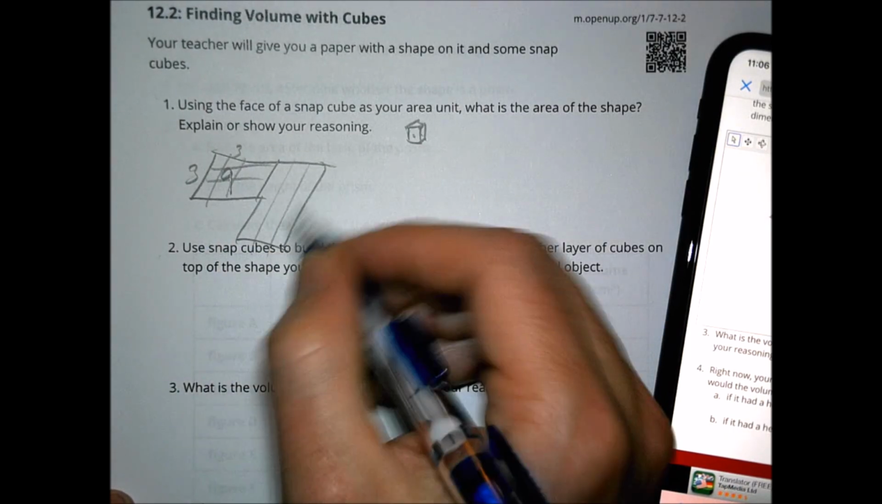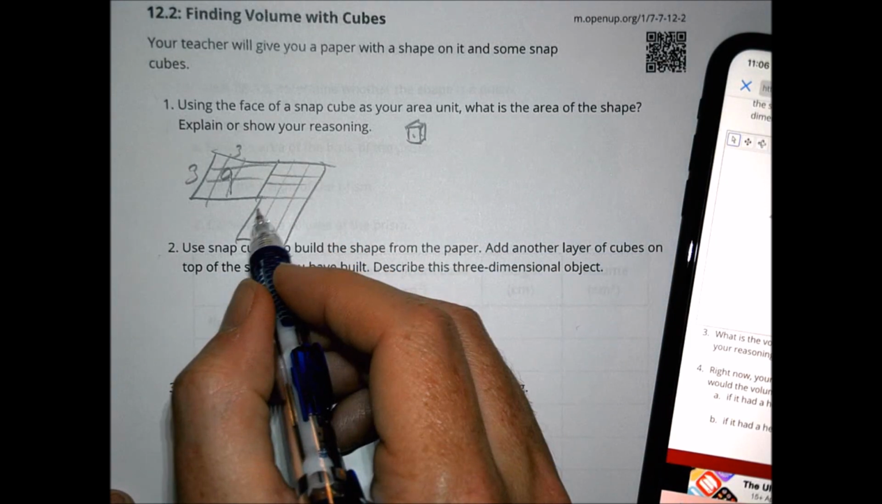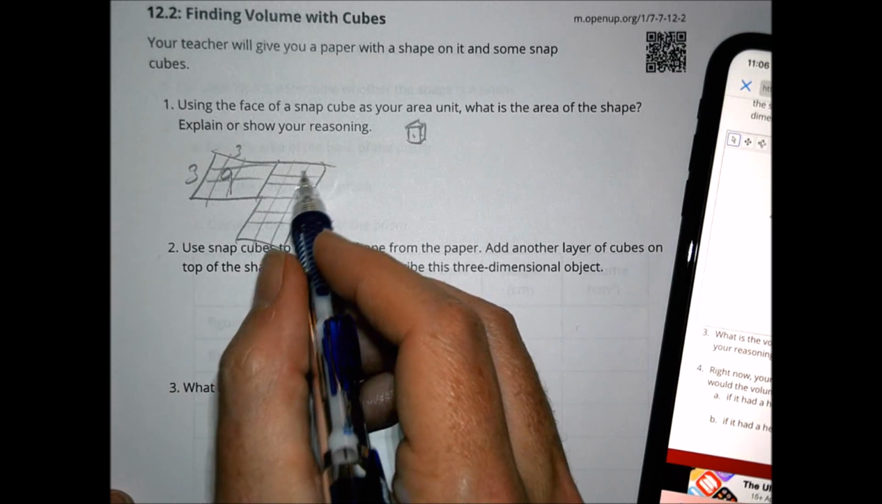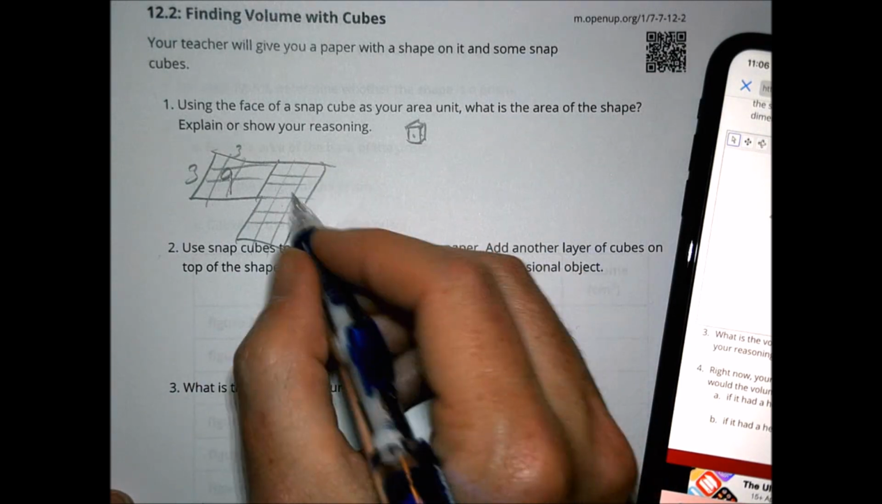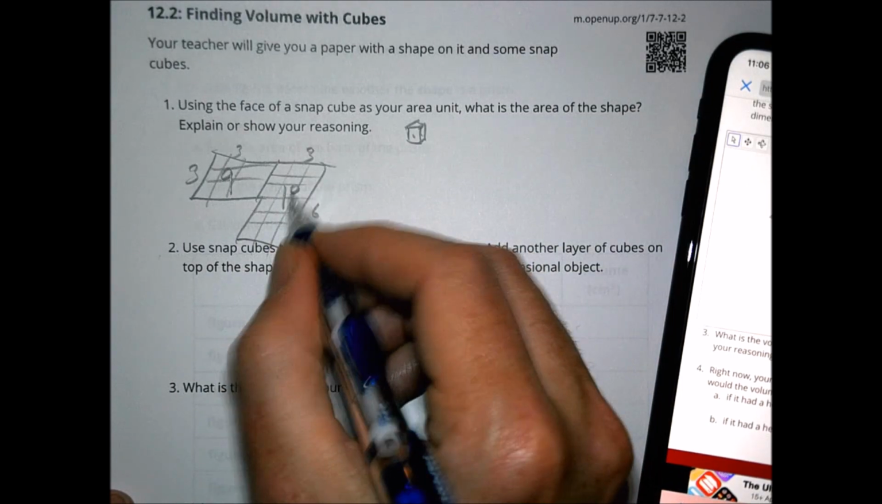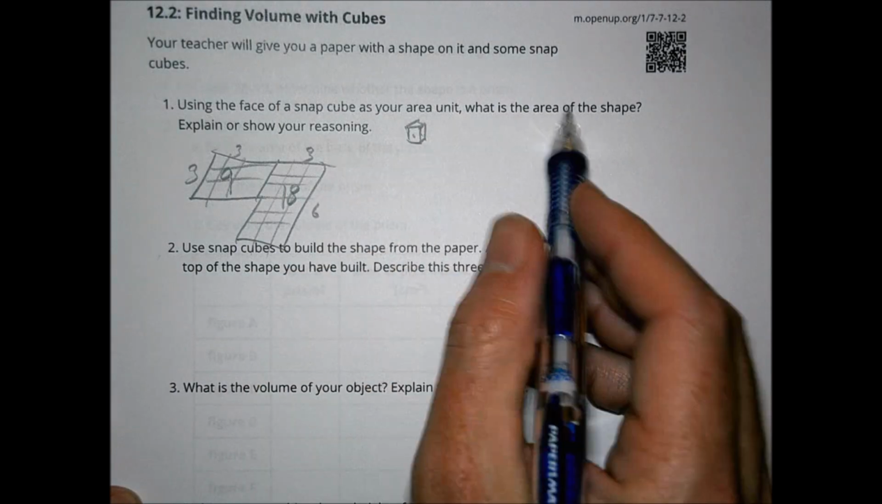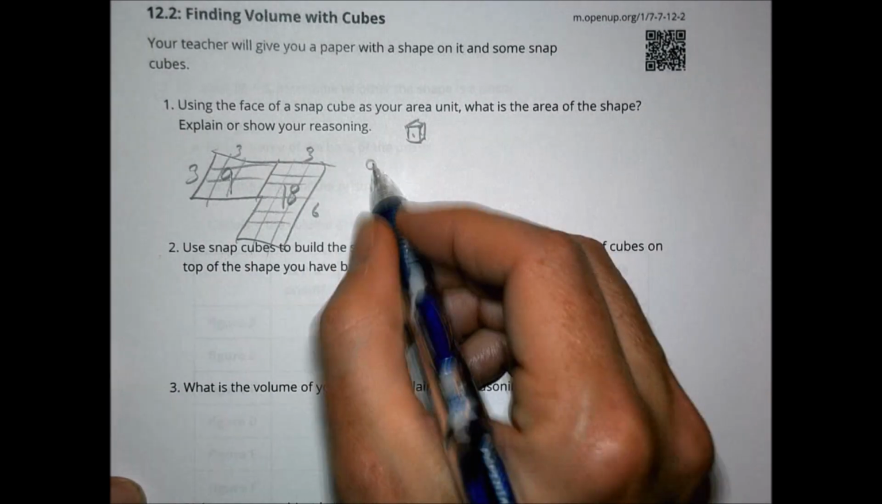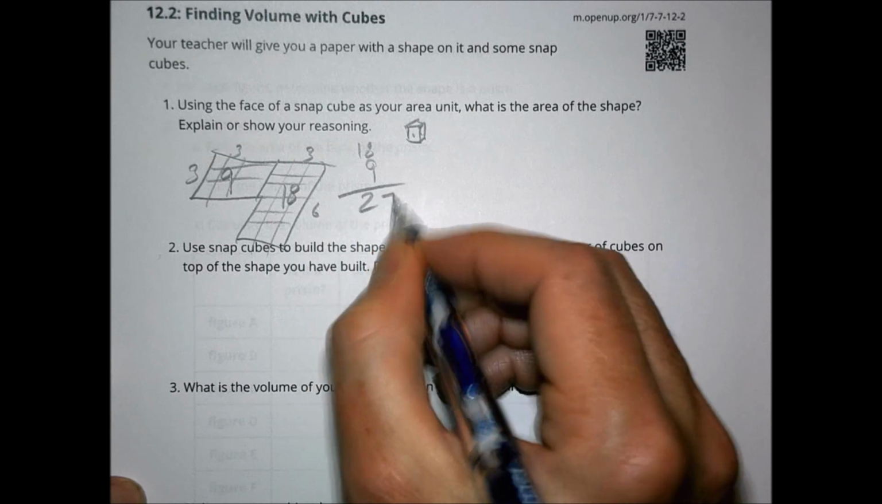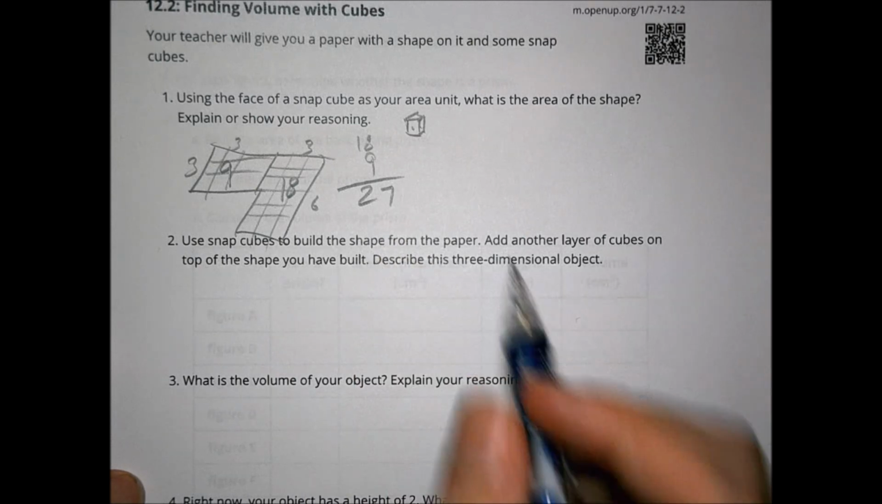And here I have 3 with an additional 6. 1, 2, 3, 4, 5, 6. And so what's in here is a 3 by 6, which means I have 18 there. So for this base altogether, the area of that base is 9 plus 18, which means I have an area of about 27 is the area of that shape on your grid, if you did that right.